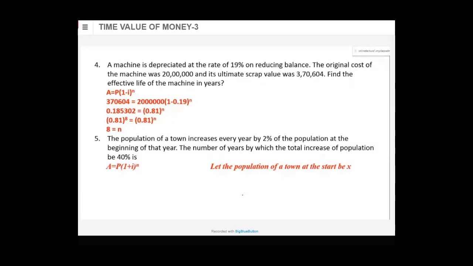Let the population of the town at the start be X. Which formula? Population is going to increase. Increase, so plus sign. Depreciation is going to decrease, so minus. This is not interest, but this is population. Population is increasing. They have said it. Every year it is increasing by 2%. Okay.